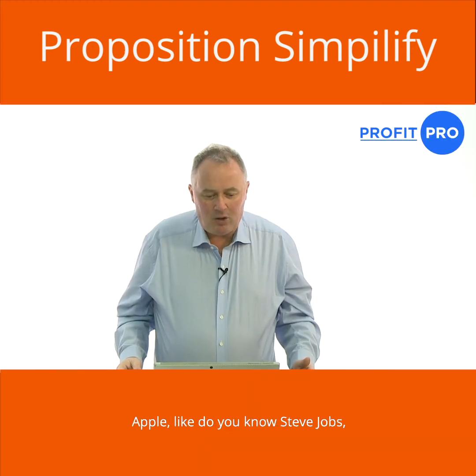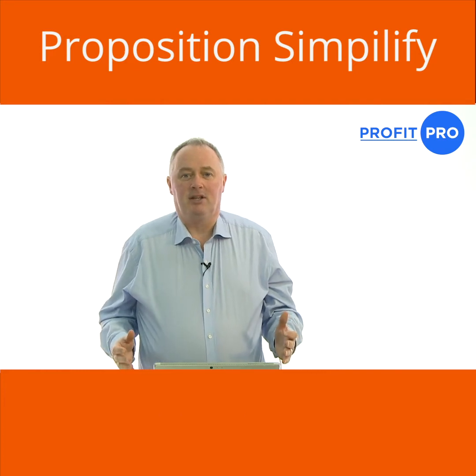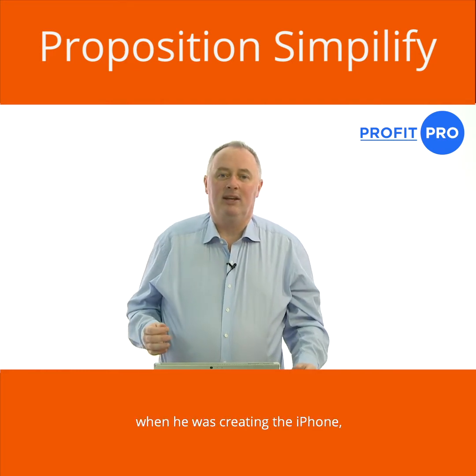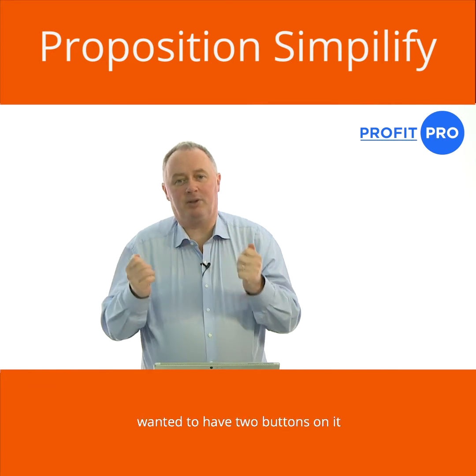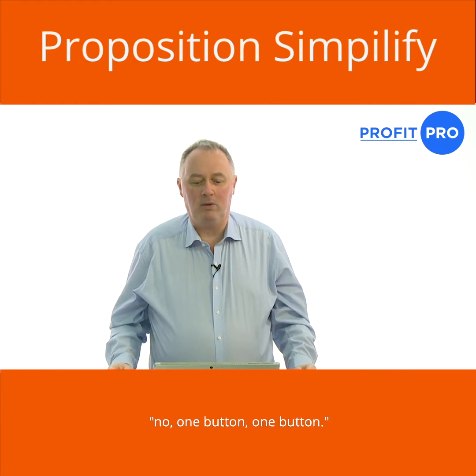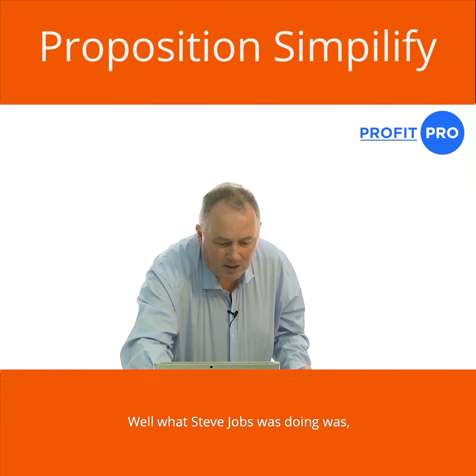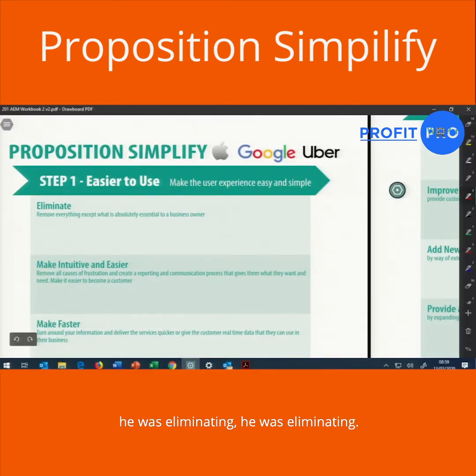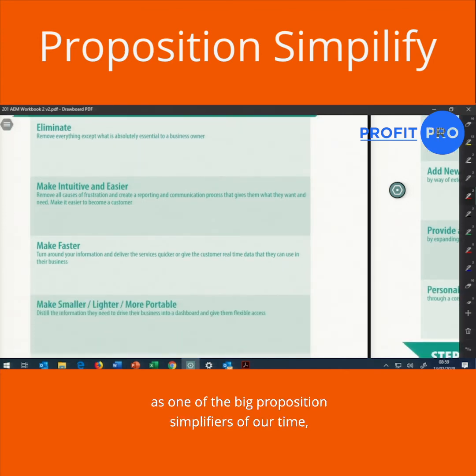Apple, like, do you know, Steve Jobs, when he was creating the iPhone, the designers and developers wanted to have 2 buttons on it. And Steve Jobs just kept going back saying, no, 1 button, 1 button. What was he doing there? Well, what Steve Jobs was doing was, he was eliminating. Why have 2 buttons on a phone when I can just have 1? Steve Jobs and Apple were obsessed with elimination. As one of the big proposition simplifiers of our time, they wanted to make their products more intuitive and easier to use.